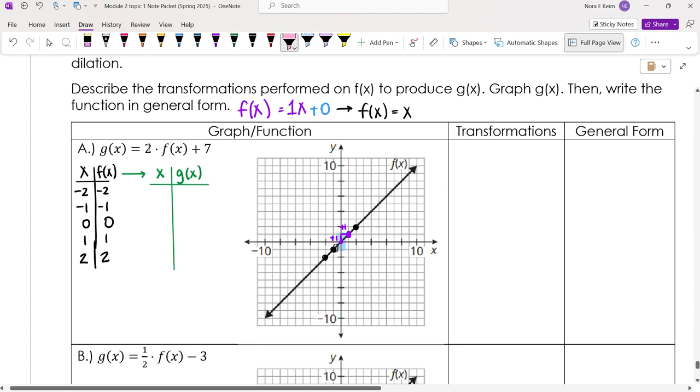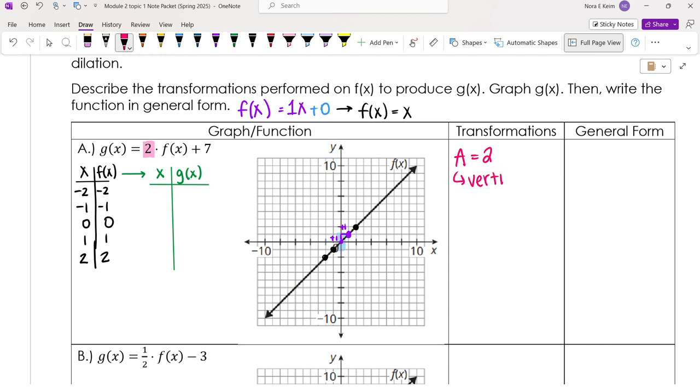So first things first, I have this 2 here. That means that a is 2. So this is a vertical stretch because it's bigger than 1. Okay. I would also notice here that that 7 represents d. So that means I move up 7.